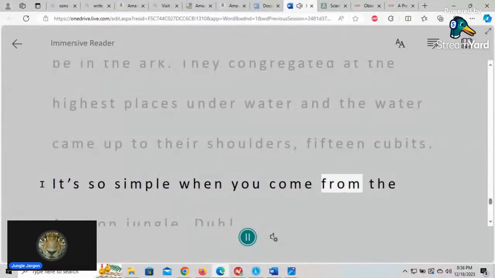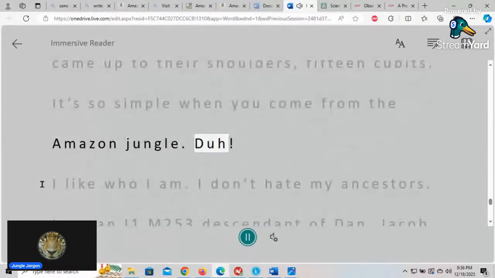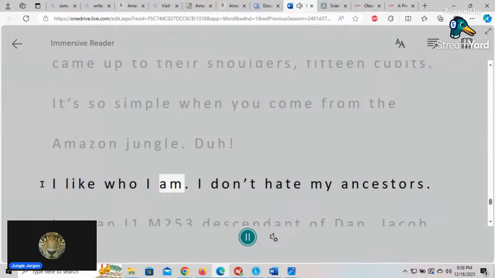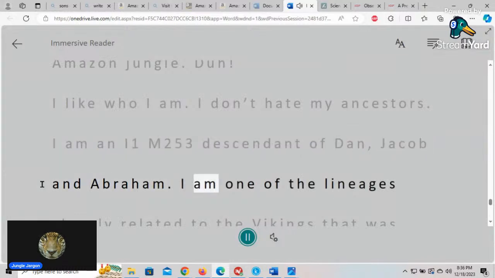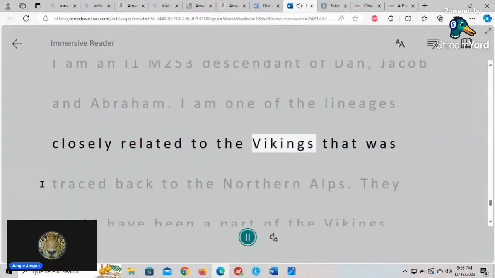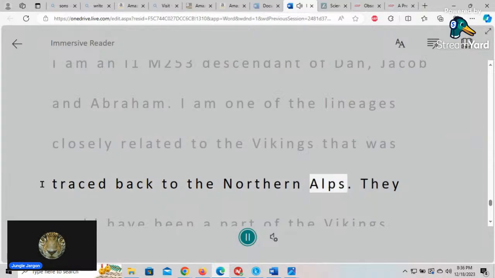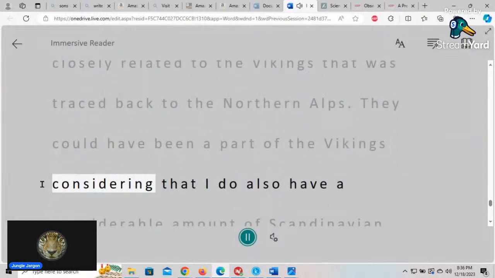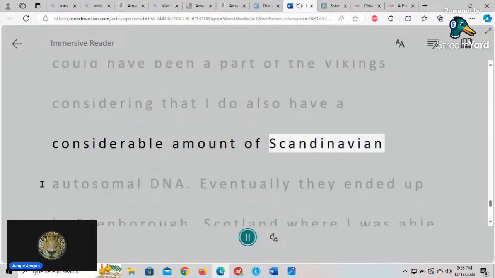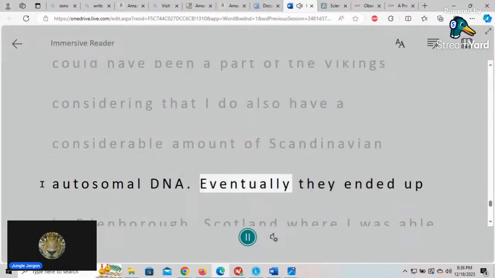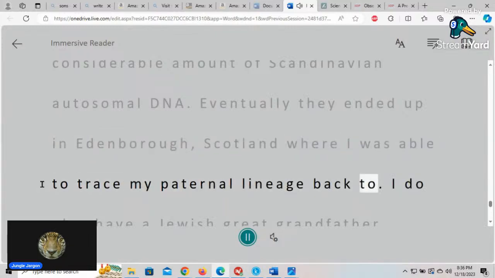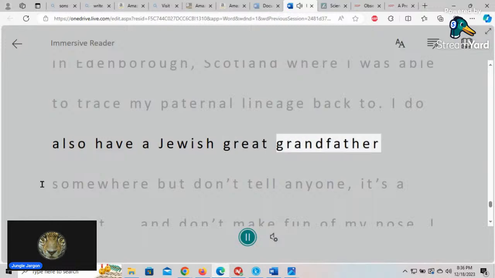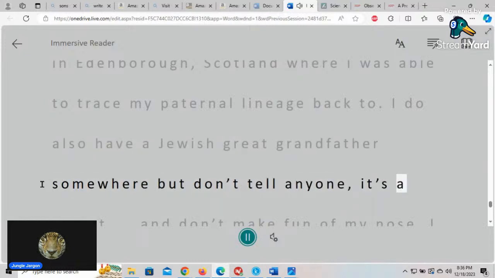It's so simple when you come from the Amazon jungle. Duh. I like who I am. I don't hate my ancestors. I am an I1M253 descendant of Dan, Jacob, and Abraham. I am one of the lineages closely related to the Vikings that was traced back to the Northern Alps. They could have been a part of the Vikings, considering that I do also have a considerable amount of Scandinavian autosomal DNA. Eventually they ended up in Edinburgh, Scotland, where I was able to trace my paternal lineage back to. I do also have a Jewish great-grandfather somewhere, but don't tell anyone, it's a secret.